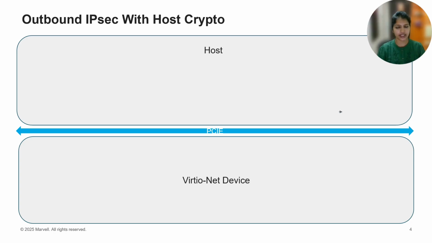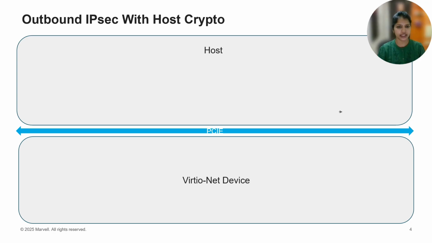Let's look at how an IP packet undergoes outbound IPsec processing using host-based cryptographic operations. First, let's establish our components. The host is the entity responsible for initiating the packet processing. The virtio-net device is the network interface device that will transmit the processed packet. Both the host and the virtio-net device are connected via a PCIe slot.